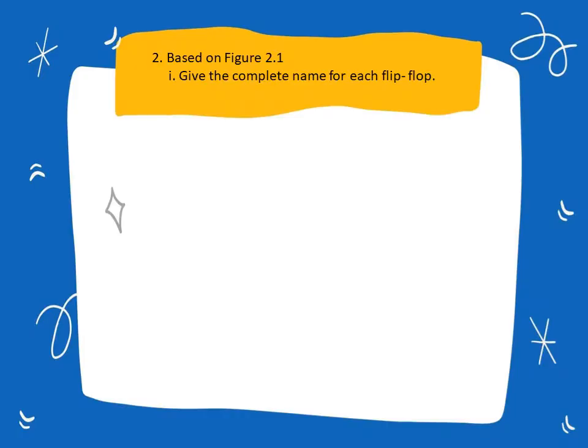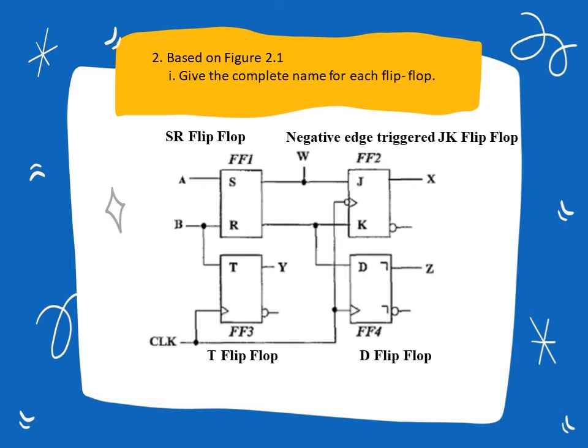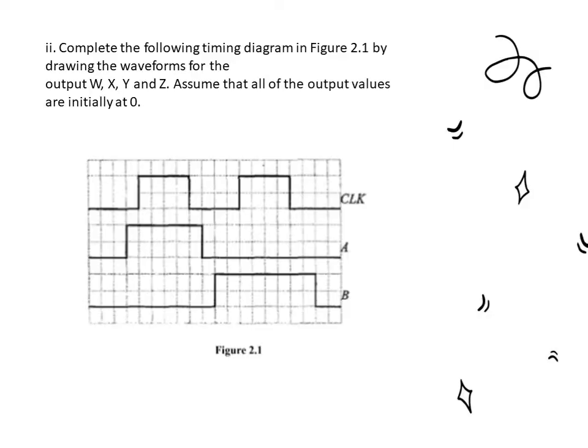Question 2. Question 2.1. We need to identify the type of flip-flop in the diagram. So FF1 is an SR flip-flop. FF2 is a negative edge trigger JK flip-flop. FF3 is a T flip-flop. And FF4 is a T flip-flop. Okay, let's go to question 2.2.